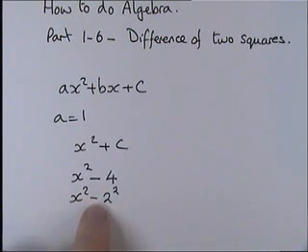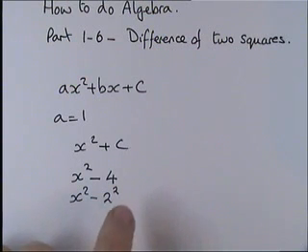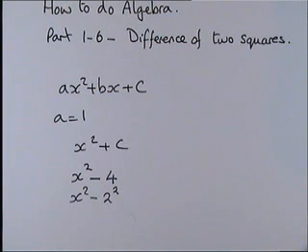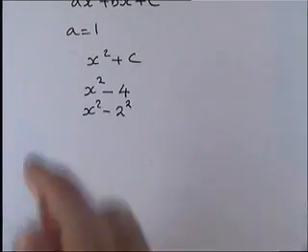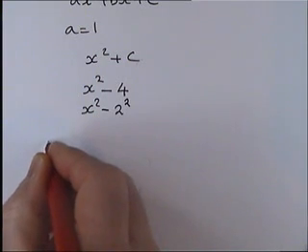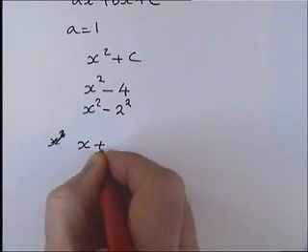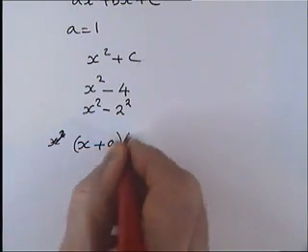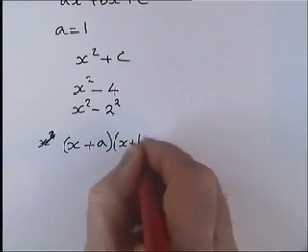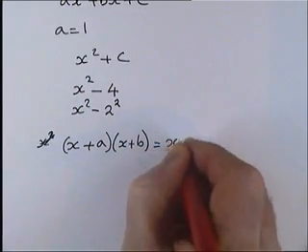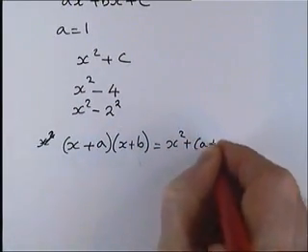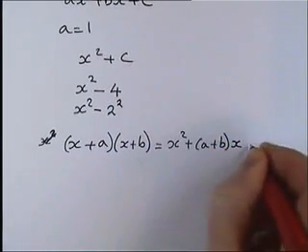x squared take away 2 squared, or x squared take away 4. Now if you ever see a problem like that in any problems, it's well worth factorizing it in the difference of two squares form. Before we go there, let's remind ourselves of a very simple thing that we worked out in the previous video: if you've got x plus a and you multiply that by x plus b, you get x squared plus a plus b lots of x plus ab.